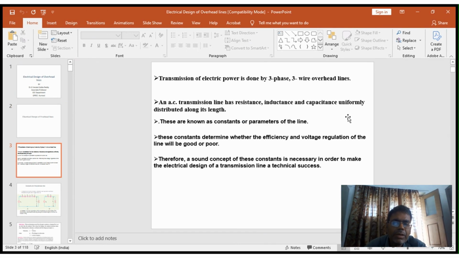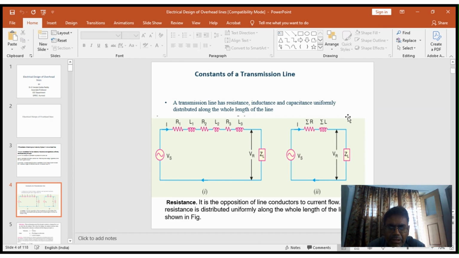The transmission of electric power is done by three-phase, three-wire overhead lines. In an AC transmission system, the resistance, inductance, and capacitance are uniformly distributed along its length. These are known as the constants or parameters of the line. These constants determine whether the efficiency and voltage regulation of the line will be good or poor. Therefore, a sound concept of these constants is necessary in order to make the electrical design of a transmission line. The transmission line has inductance, resistance, and capacitance.